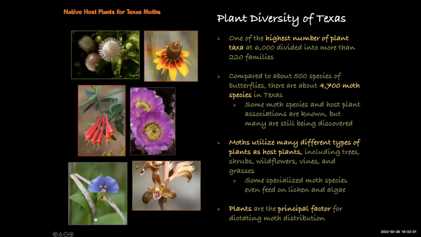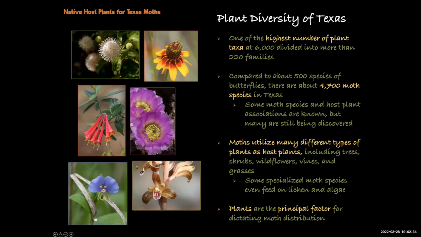The plant diversity of Texas. Second only to California, Texas has the highest number of plant taxa at over 6,000, divided into more than 220 different plant families. Compared to butterflies, of which there are about 500 species recorded in Texas, there are about 4,700 moth species currently known in Texas. Some moth species and their host plant associations are known, but many are still being discovered. And we'll talk about one that was just discovered in 2013.